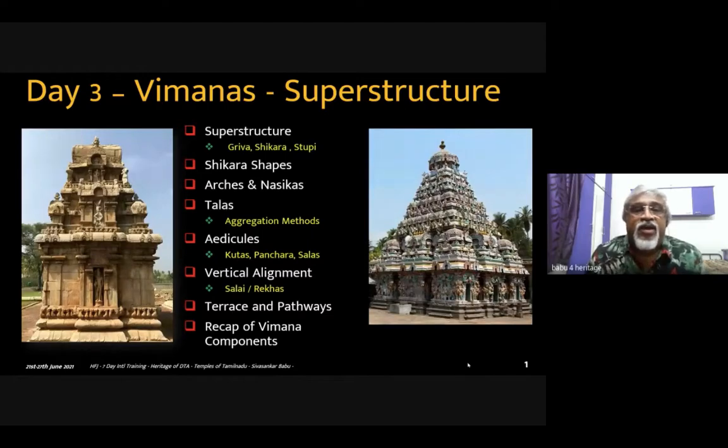So today's plan is to discuss the superstructure, Griva, Shikaras, Stupi, and what are the various shapes of the Shikaras, and some of the arches and nasis here, and how from a simple one tala, other talas are added and aggregated to a grand temple. And what are the component edifices like kutas, pancharas, salas, which are the basic building blocks here, and how this aggregation creates a vertical alignment of shala or rekas from the vertical side.